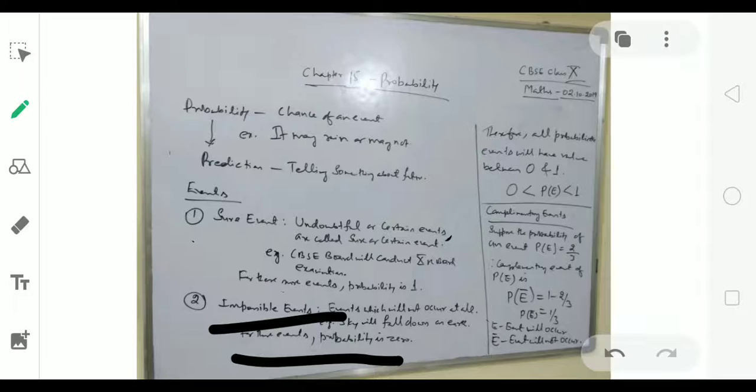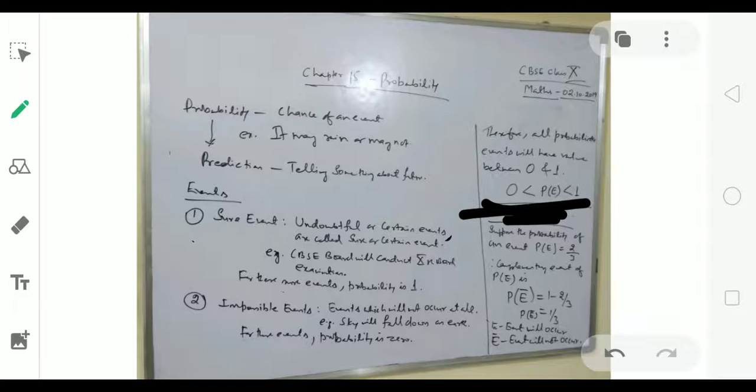It means all those cases which we are going to study in this particular chapter will have a probability between 0 and 1. So the probability of an event lies between 0 and 1, whereas the probability can be 0 also, it can be equal to 1 also. It will be equal to 1 for a sure event, it will be equal to 0 for an impossible event. So that's why we say that our probability lies between 0 and 1.